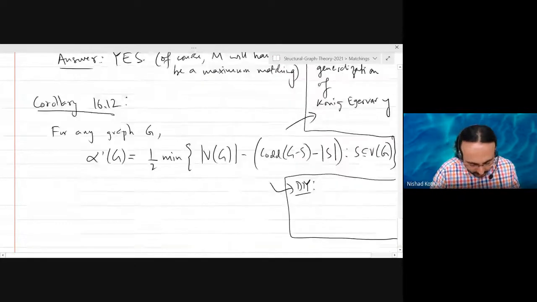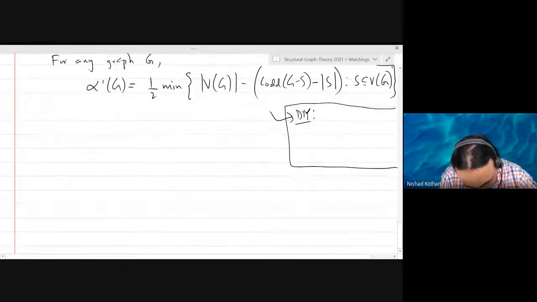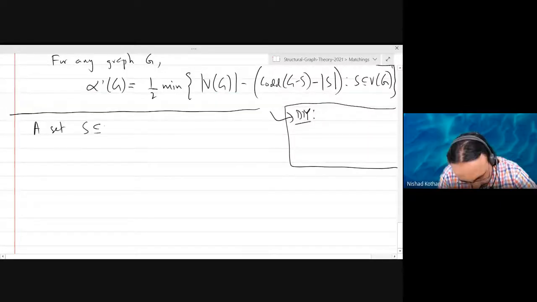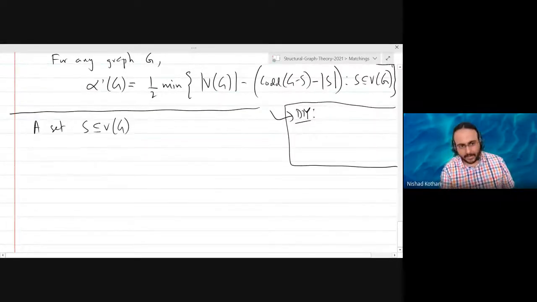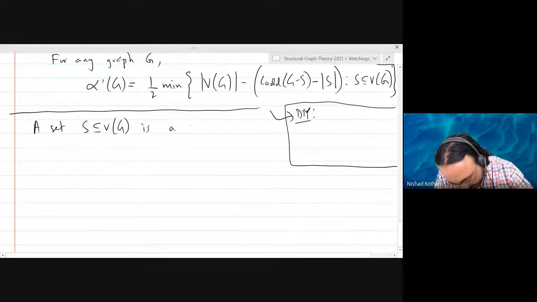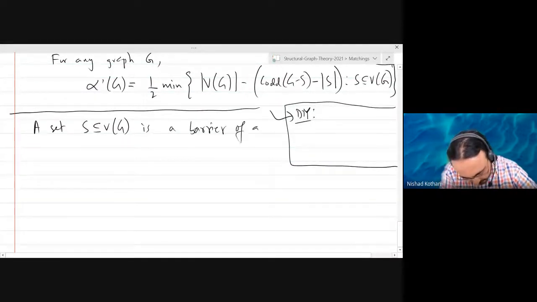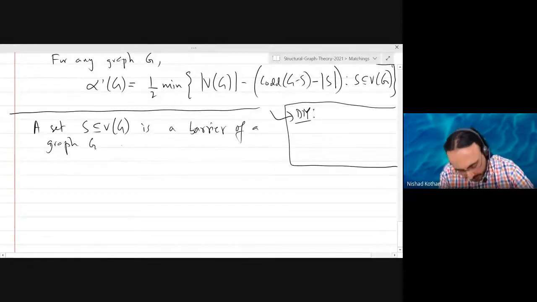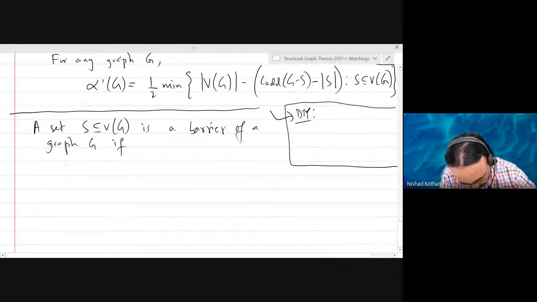Okay, so let me just put down a definition. So barriers need not be unique, right? A graph may have many barriers. We'll actually see some examples. A set S, which is a subset of the vertex set, is a barrier of a graph G if it satisfies this with equality.